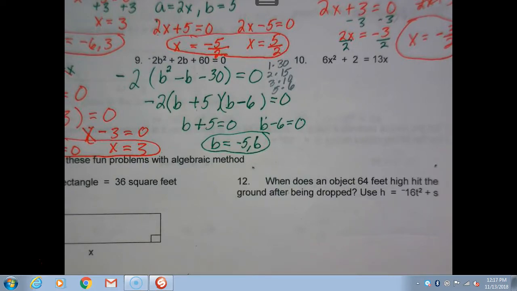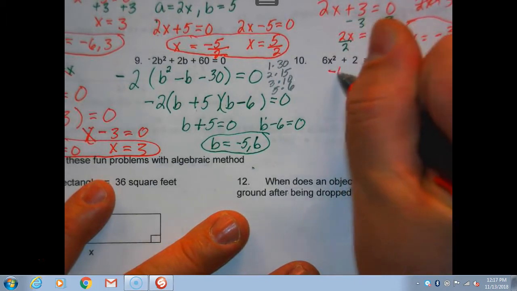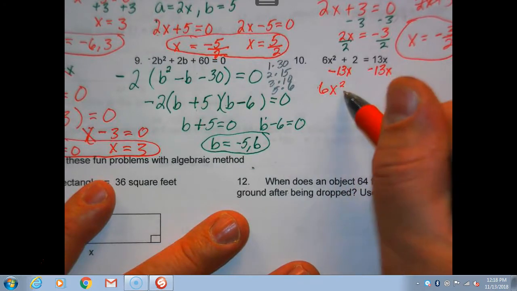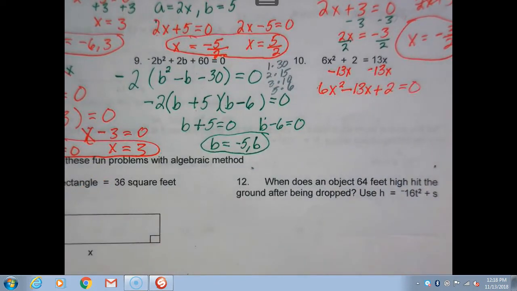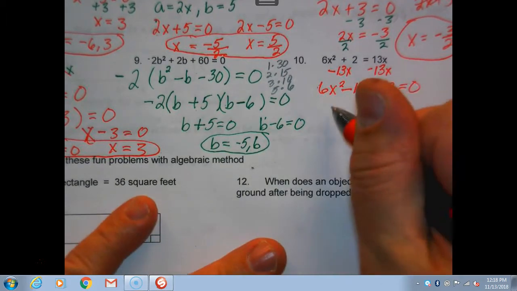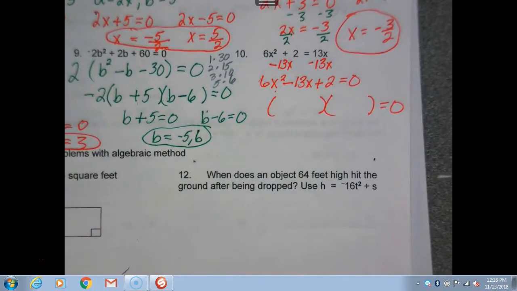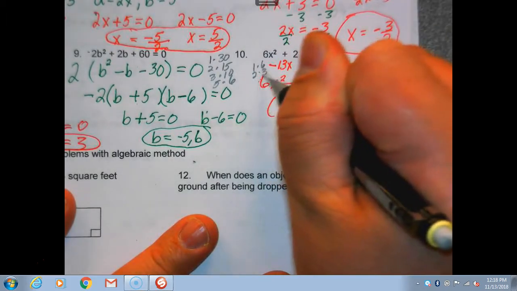Okay. Number 10, what do I do? Subtract 13x from both sides. Somebody's been listening. Okay, so I get 6x squared. Okay, can I take anything out? So I'm going to have to use reverse FOIL. All right, 6. I have 1 times 6 and 2 times 3. You want to use 3x and 2x?